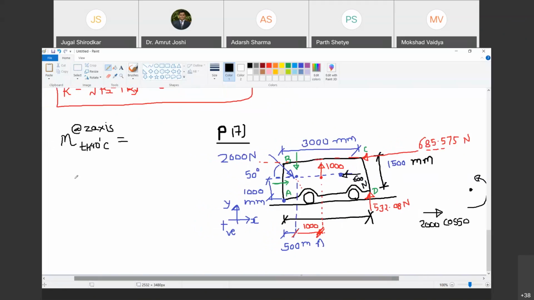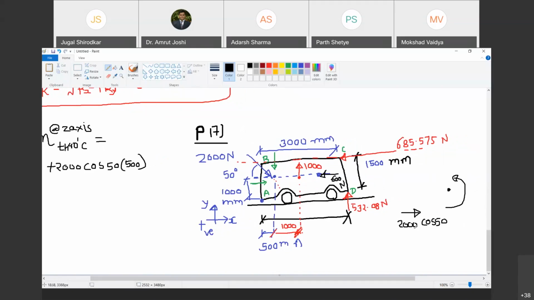So I am going to write down plus sign. So plus 2000 cos 50 multiplied by 500. Do you agree with me? Because the distance is 1000, so what must be this distance? This 500. The distance must be 500. Happy? Yes, sir. Now the vertical component of 2000.